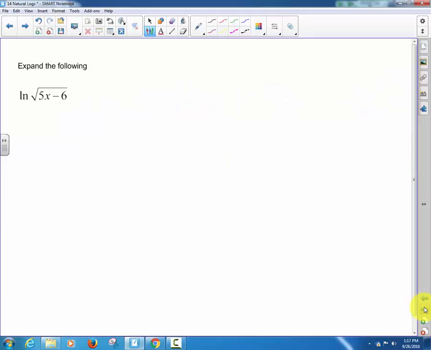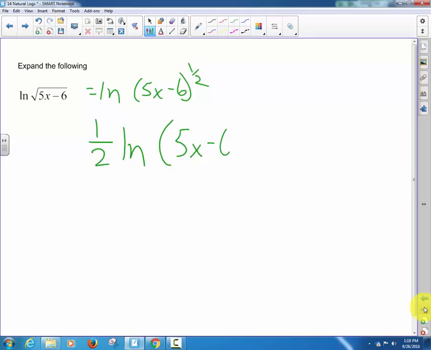What about the ln of the square root of 5x minus 6? We could think of this as 5x minus 6 to the 1/2 power. So we could easily write it as 1/2 ln 5x minus 6. And this is where a question arises. Can I simplify that 5x minus 6 any with my logarithmic properties?